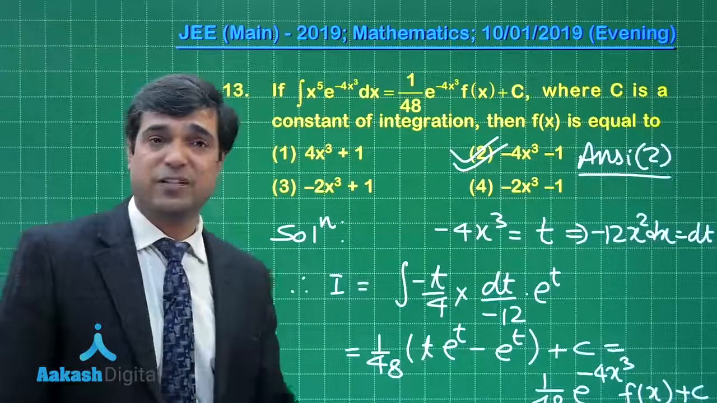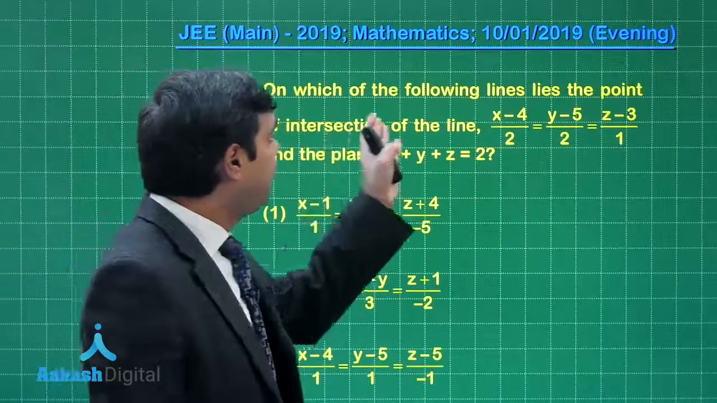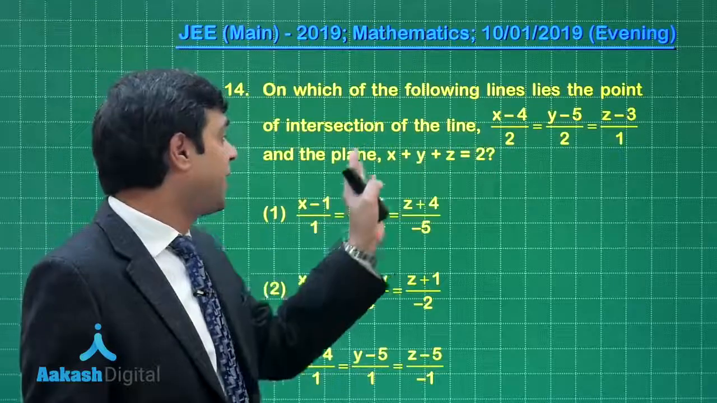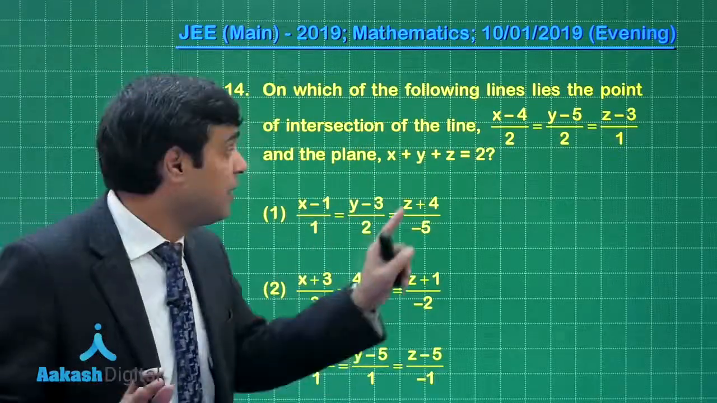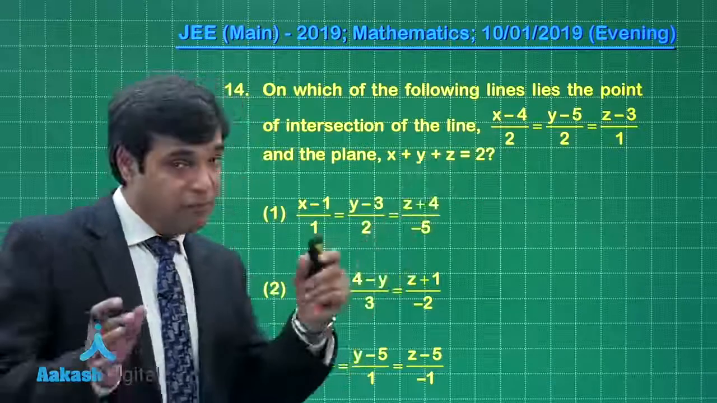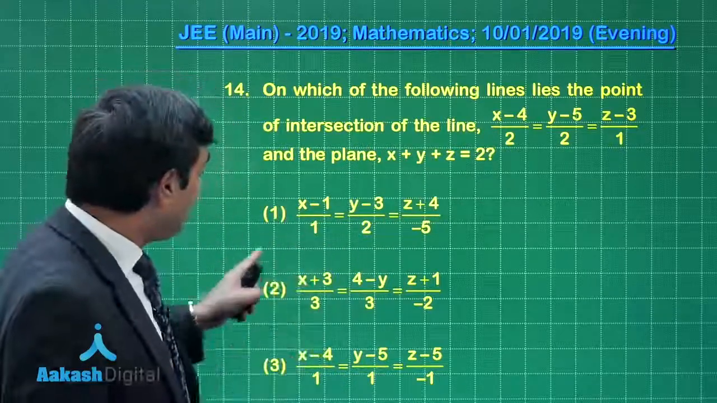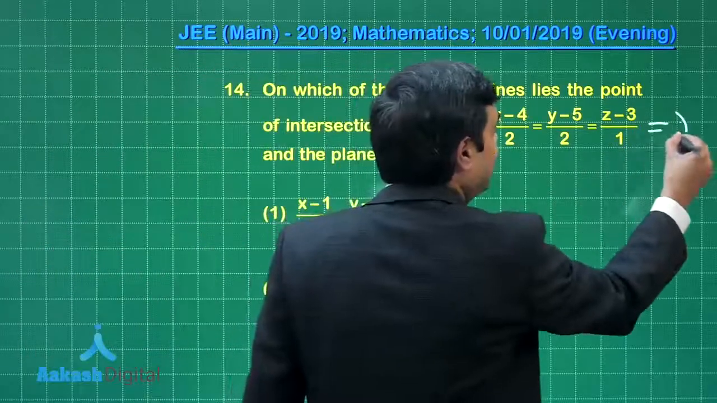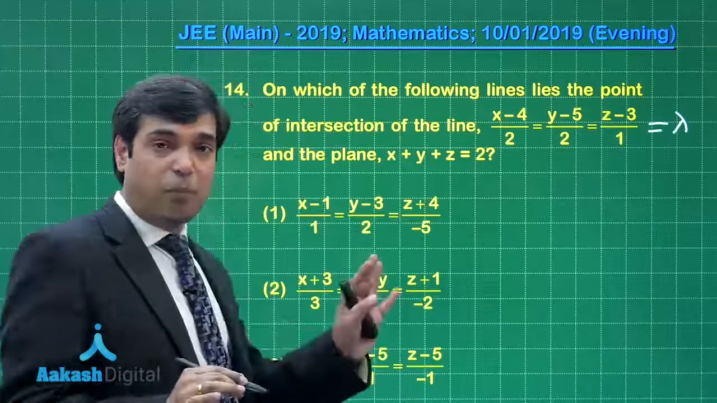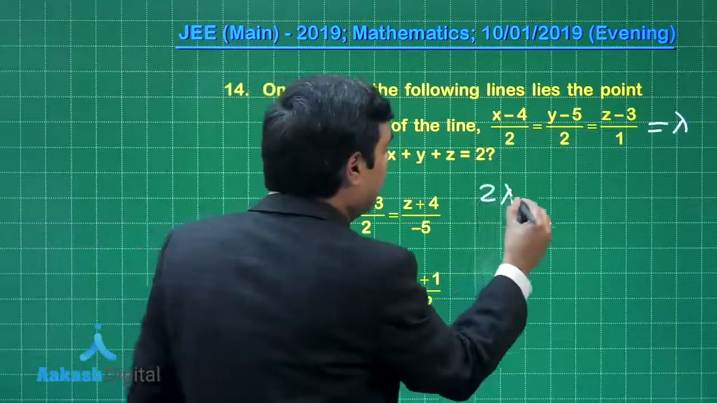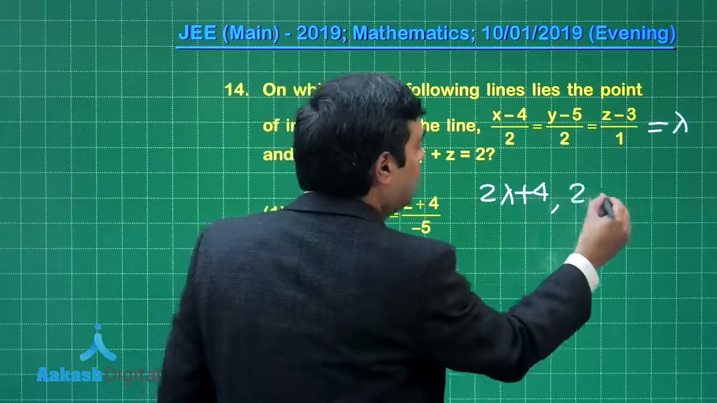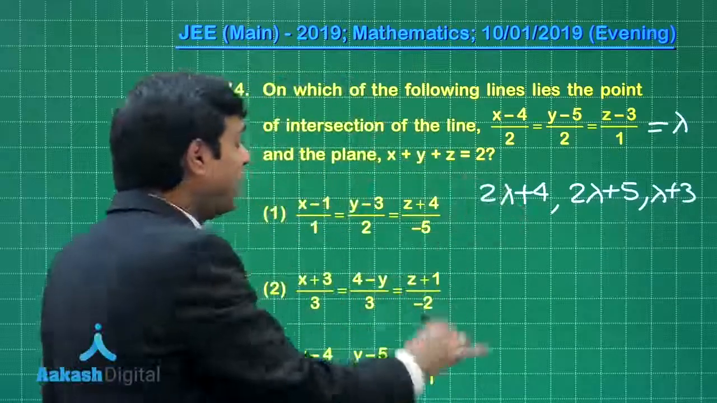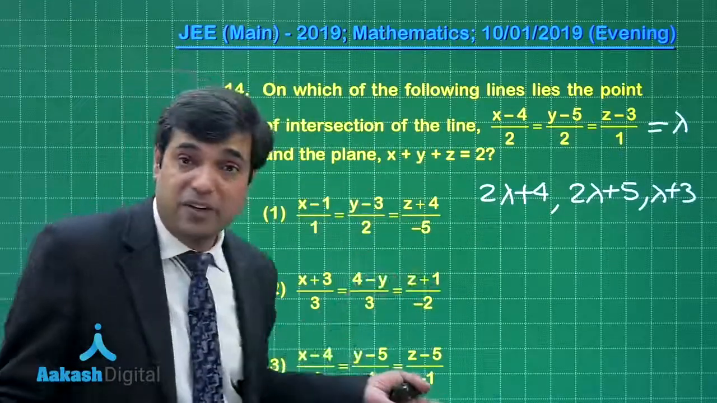Let us move on to the next question of this paper. On which of the following lines lies the point of intersection of this line and this plane? The question is saying you have to first intersect this line and plane, find the point of intersection, and that point is lying on which of the following options. Let us begin by saying let this be lambda. So you have a general point on this line as 2 lambda plus 4 comma 2 lambda plus 5 comma lambda plus 3. Now this point is lying on this plane, so that you can find the point of intersection.